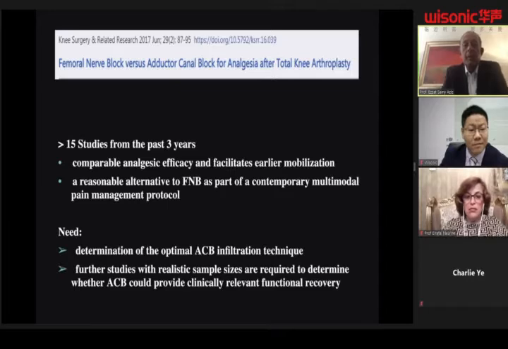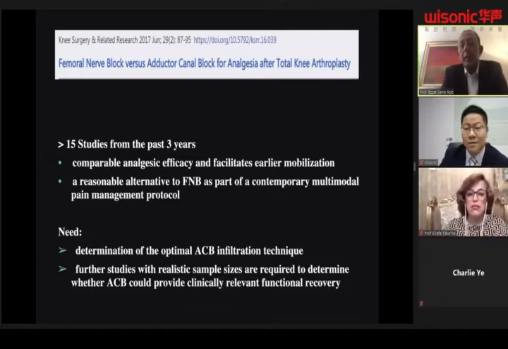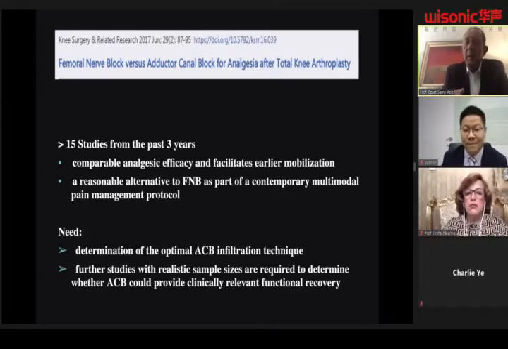These are studies which show the femoral nerve block versus the adductor canal block. There were 15 studies in the last 3 or 4 years, in 2017, and this showed that the adductor canal block is a very reasonable block, replacing the femoral nerve block, because it has the ability of maintaining the muscle power of the leg. So the patient will be involved in early post-operative physiotherapy.